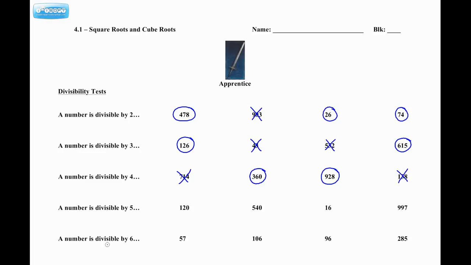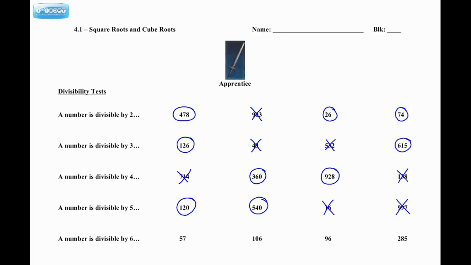When is a number divisible by 5? That one's really easy. All you have to do is look at the last digit and ask yourself, is it a 0 or is it a 5? 120: well, that ends in a 0, so yes. 540, yes. 16, that doesn't end in a 0 or a 5, so forget it. 997, nope.